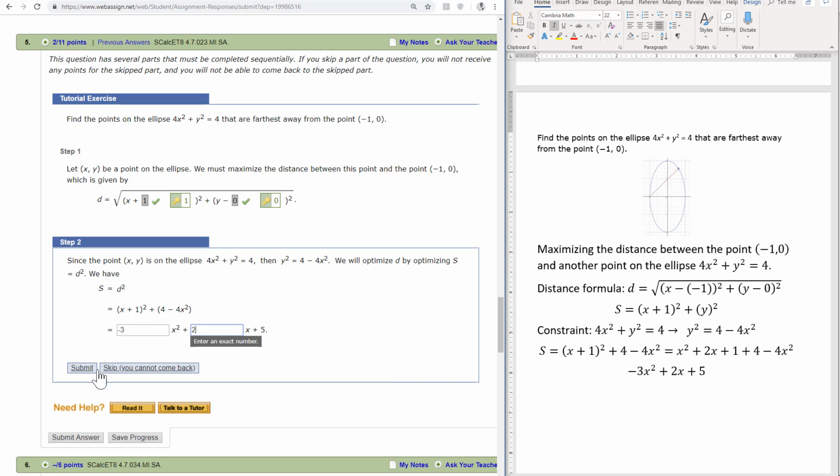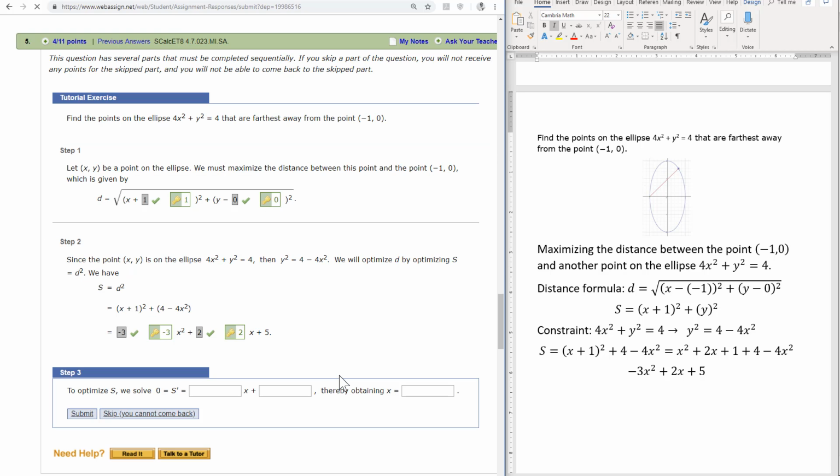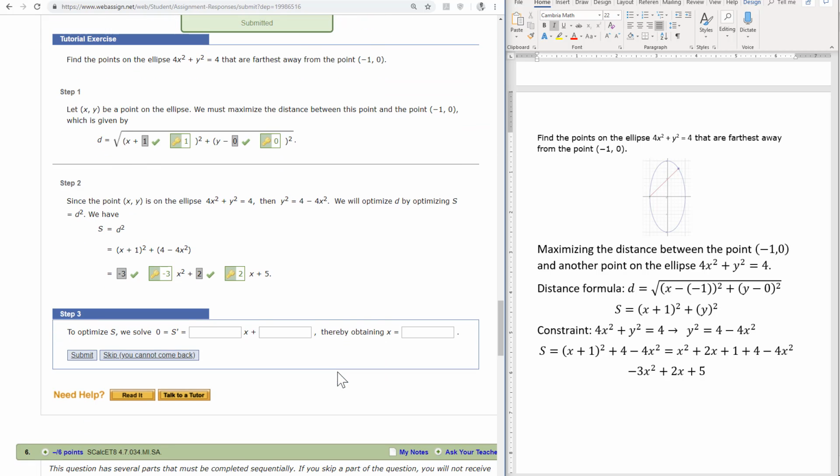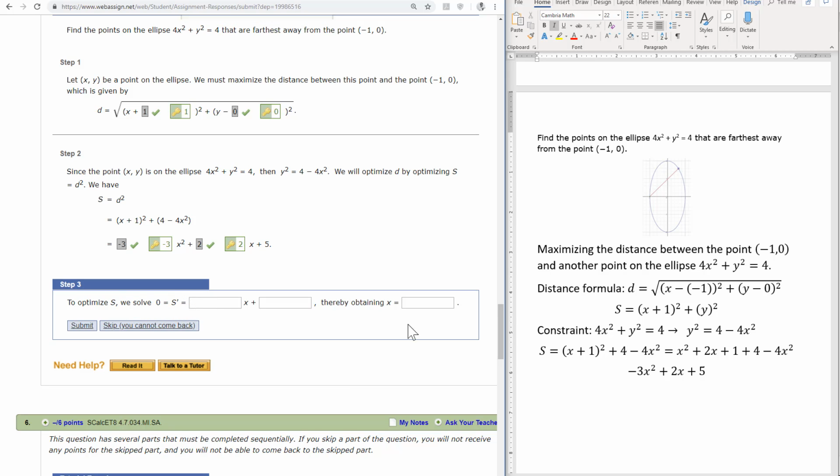Okay, so we have the coefficients for the x squared, the x, and the 5 is a constant, so we'll just submit that. And so we optimize this by taking the derivative of S. So this is your S. S equals this. S, by the way, is now a function of only one variable, which is good. And so we'll take the derivative of that.